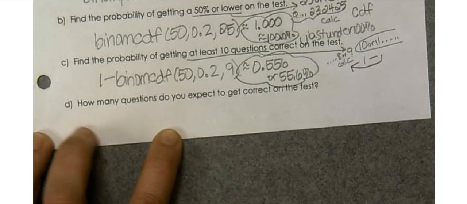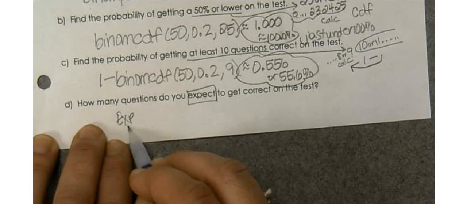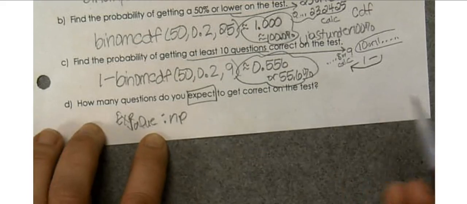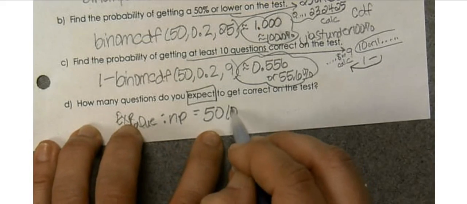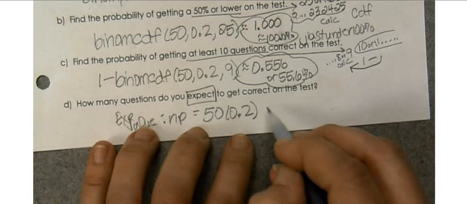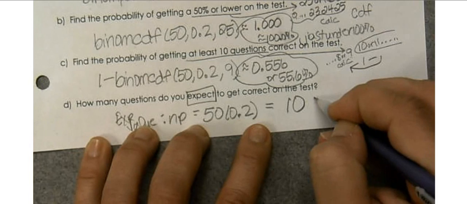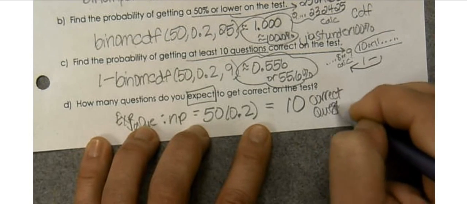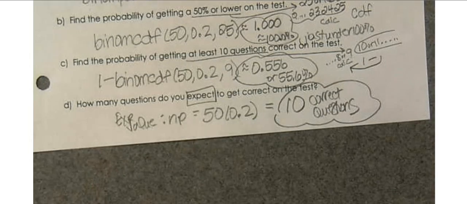So how many questions do you expect to get correct? So remember that that expected value is n times p. So our n is 50. Our probability we found was 0.2. And so we end up getting an expected value of 10 correct questions. Okay? So that's kind of the gist.